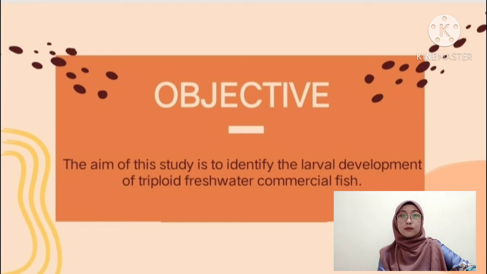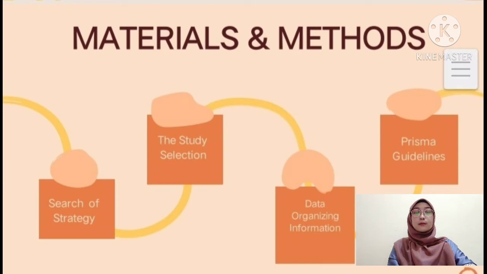For the objective, the aim of this study is to identify the larval development of triploid freshwater commercial fish. For materials and method, there were 4 materials method that I highlight, which is search of strategy, the study selection, data organizing information, and PRISMA guideline.